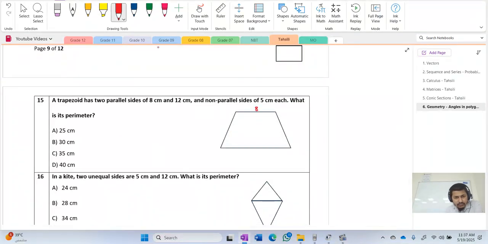In a kite, 2 unequal sides are 5 centimeters and 12 centimeters. So this is 5, 5. That's 12, 12. That's what they're talking about here. What is its perimeter? So the perimeter is 5 plus 5, which is 10, and 12 plus 12, which is 24.